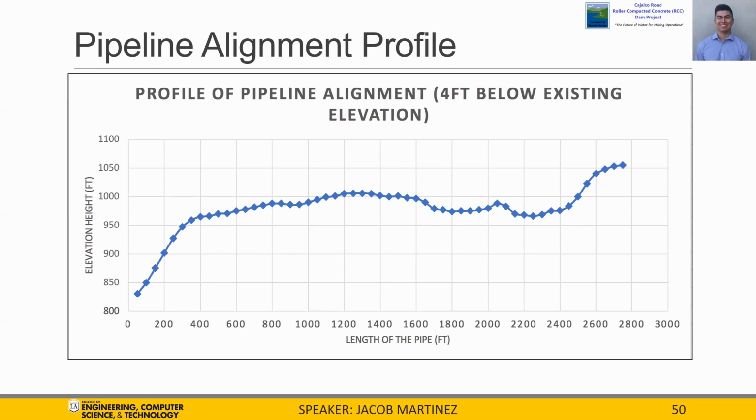The installation process of the pipeline will require a total cut of approximately 9,000 cubic yards of earth to be removed and then filled back in after the installation of the pipeline. Overall, the average length, slope, and total cost of the pipeline was determined to be the most effective and efficient alignment compared to our alternative alignments.